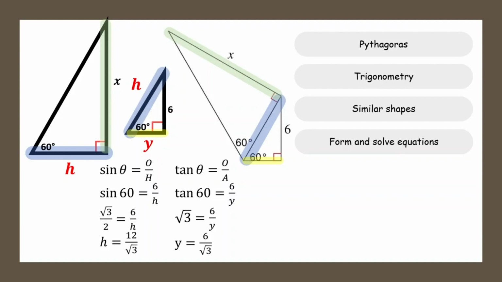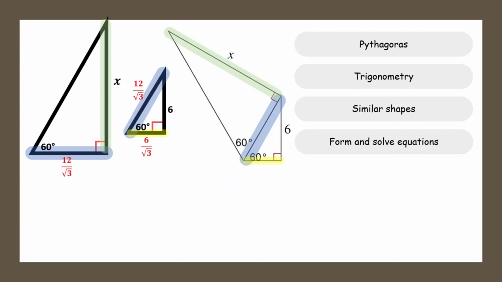h is 12 over root 3, y is 6 over root 3. And there is something I notice about these two values. One of them is twice the size of the other. Is this going to be useful later on? So now I know the values of h and y, I'm just going to substitute those in. And now we can focus on the similar triangles.